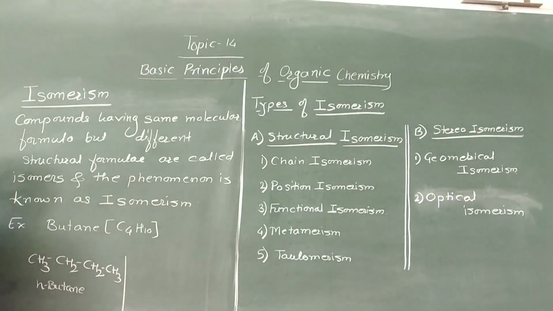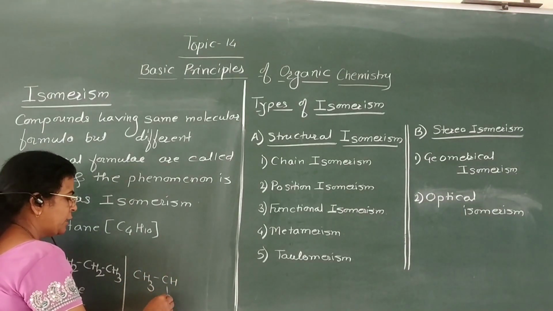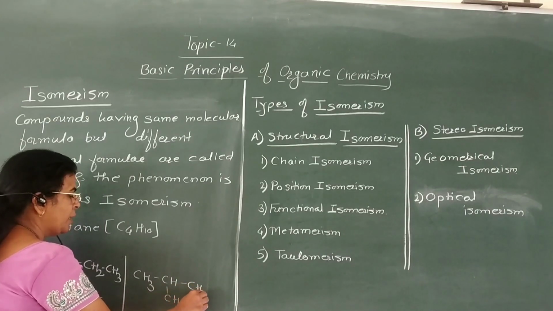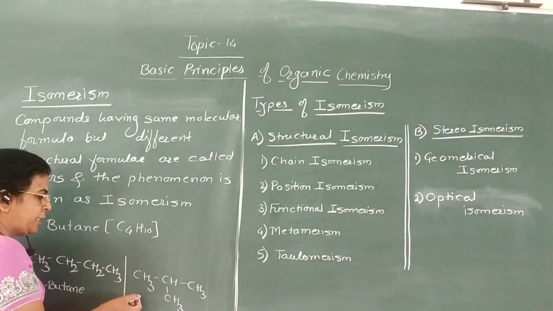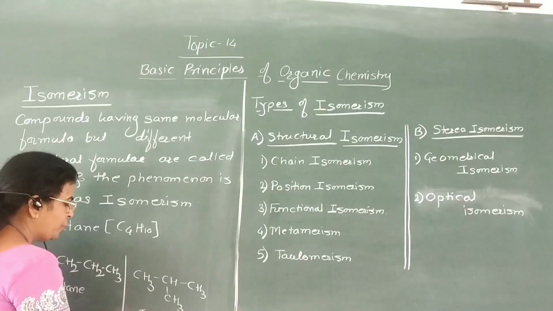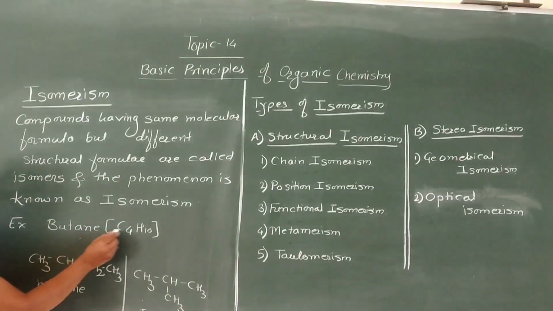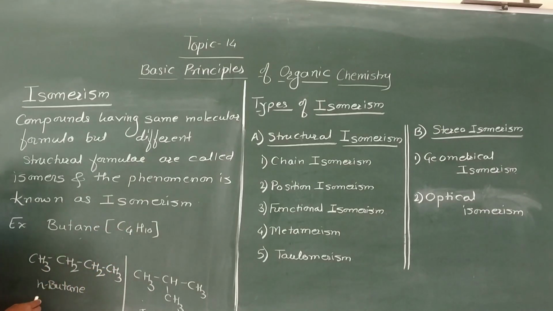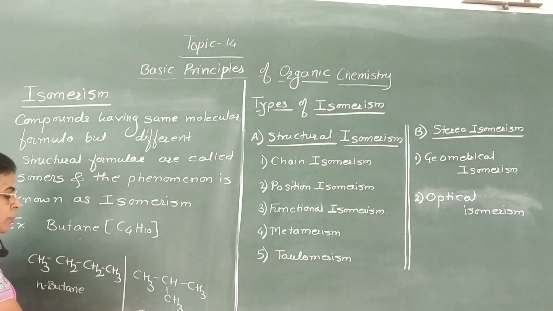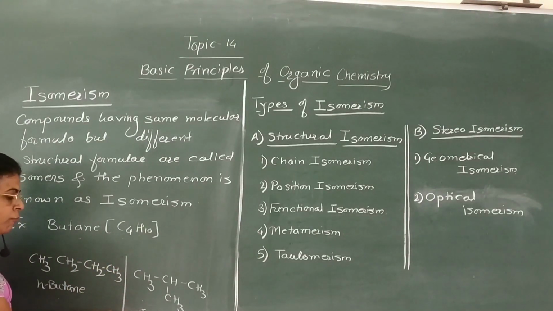And the second isomer or second structure of this butane is CH3, CH, CH3, CH3. Now here 3 carbon atoms are in a straight chain and 1 carbon atom forms a branching with the middle carbon atom. This is isobutane. Now these two compounds have the same molecular formula, that is C4H10, but their structures are different. Therefore these two compounds are isomers of each other. They have the same molecular formula but different structural formulae.